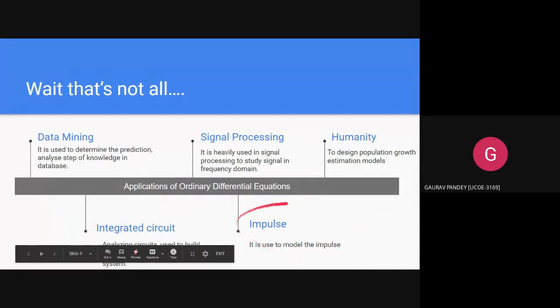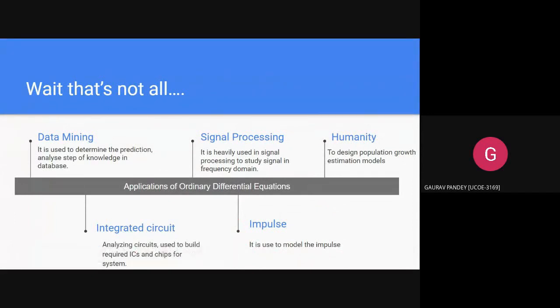Impulse. An impulse is the effect of a force that acts over a very short time interval. A lightning strike creates an electrical impulse. Engineers and physicists use the Laplace transformation to model impulse. Next.